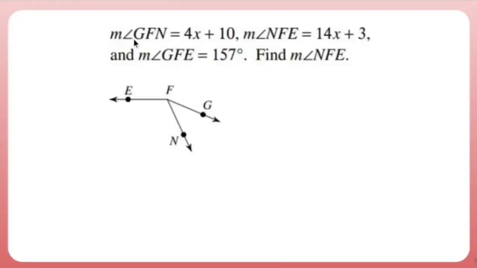The measure of angle GFN equals 4x plus 10. The measure of angle NFE, not to be confused with NFTs, is 14x plus 3. The measure of angle GFE is 157. Find the measure of angle NFE. All right, let's label some stuff. GFN is 4x plus 10. So let's sneak that in there.